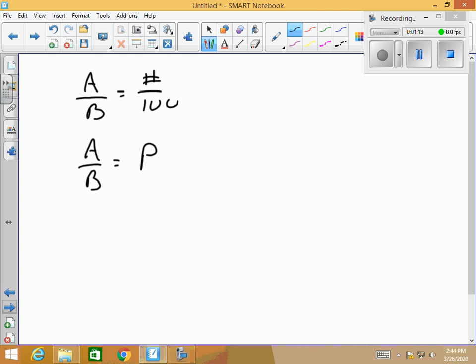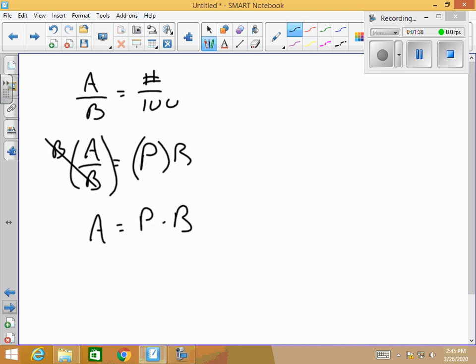Now let's make it horizontal. I'm going to multiply both sides by B. Anything divided by itself is 1, so the B's cancel and reduce to 1. And I get A equals percent times base, or base times percent, however you want to say that, because multiplication order really doesn't matter.